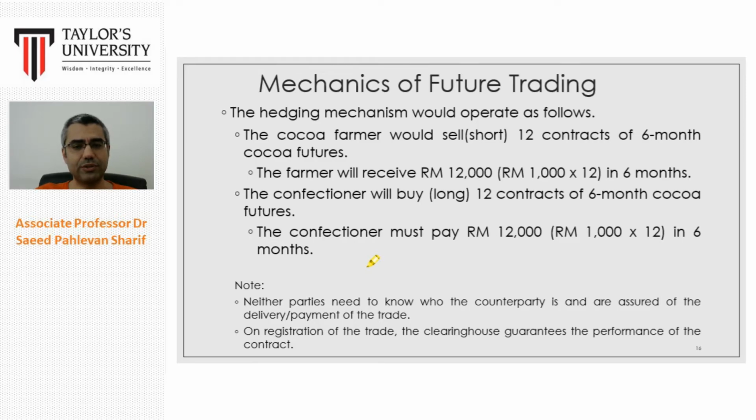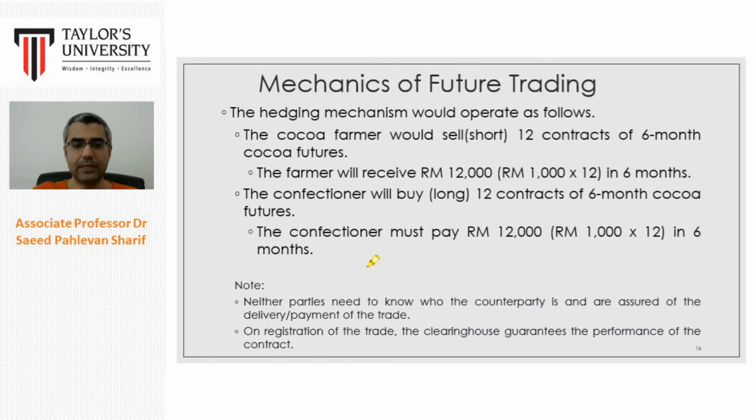And what about the confectioner? The confectioner's concern is, because he needs cocoa 6 months later, what if the price goes up? Then I have to pay more, because I want to buy this cocoa 6 months later. It's bad news for the confectioner. So this means that the confectioner is short. As the confectioner is short, he needs to buy, or go long, futures contracts. How many? 12, because we are talking about 120 tons.